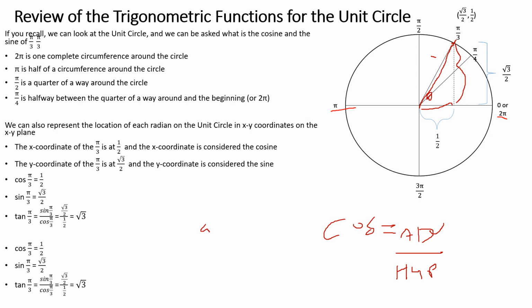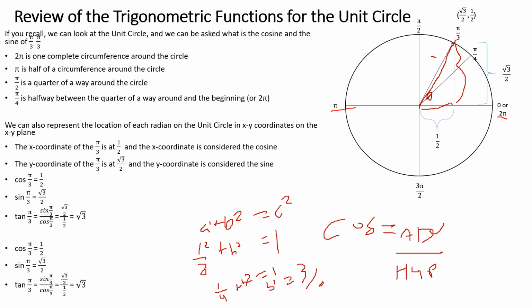Because a squared plus b squared equals c squared. And my c squared is my hypotenuse. That's 1 squared, which equals 1. And if my a is 1/2, I square it, 1/4 plus b squared equals 1. Subtract 1/4 from both sides, I get b squared equals 3/4. 1 minus 1/4 is 3/4.